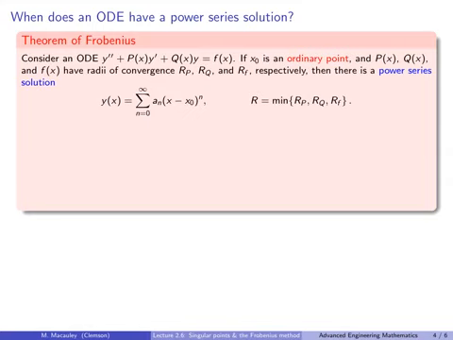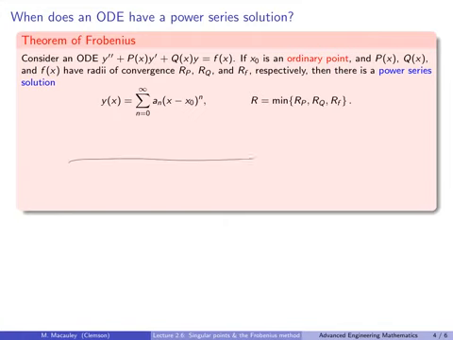If x naught, again, you can always think of this to be 0 in this lecture, is an ordinary point, and suppose that p of x, q of x, and f of x have radii of convergence, let's call them rp, rq, and rf respectively, then there's a power series solution of the following form. And the radius of convergence of that power series is the minimum of these 3 radii.